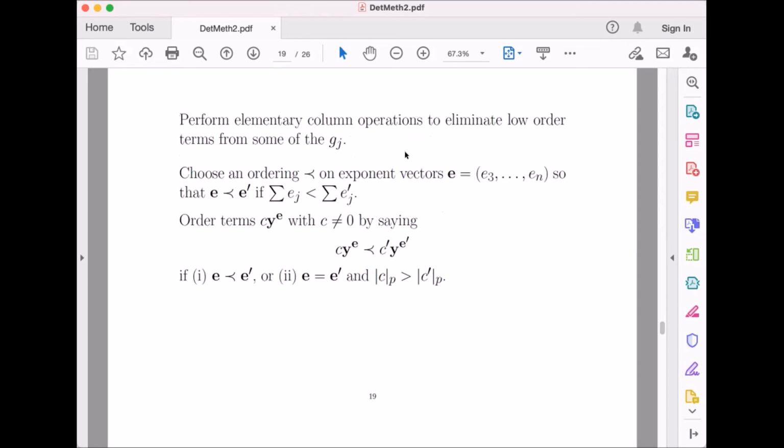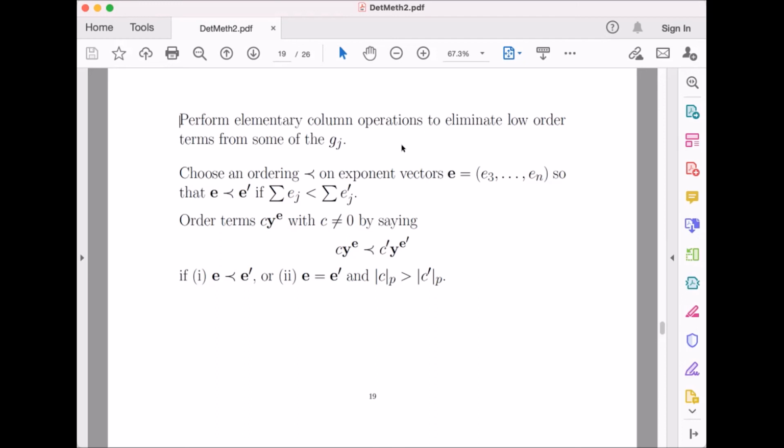And now the general scheme is to perform elementary column operations on this determinant in order to eliminate low order terms from some of these power series Gj. So I need to explain what we mean by low order terms. We're just going to choose an ordering on the exponent vectors.